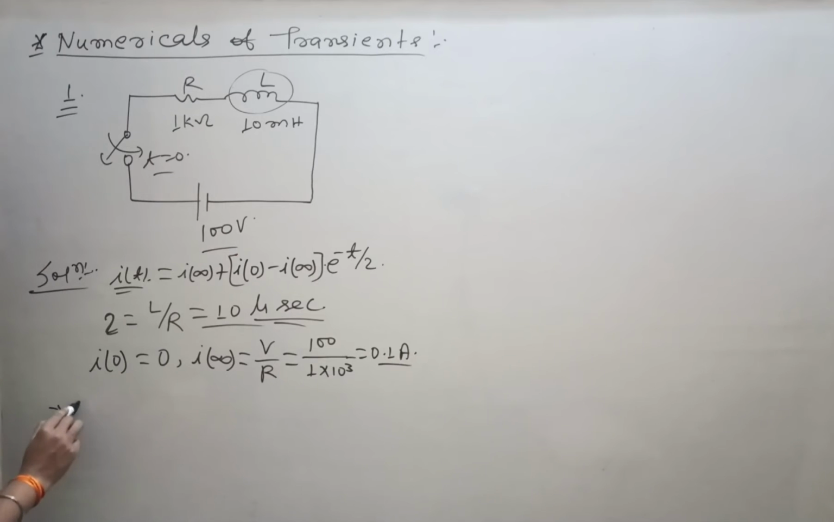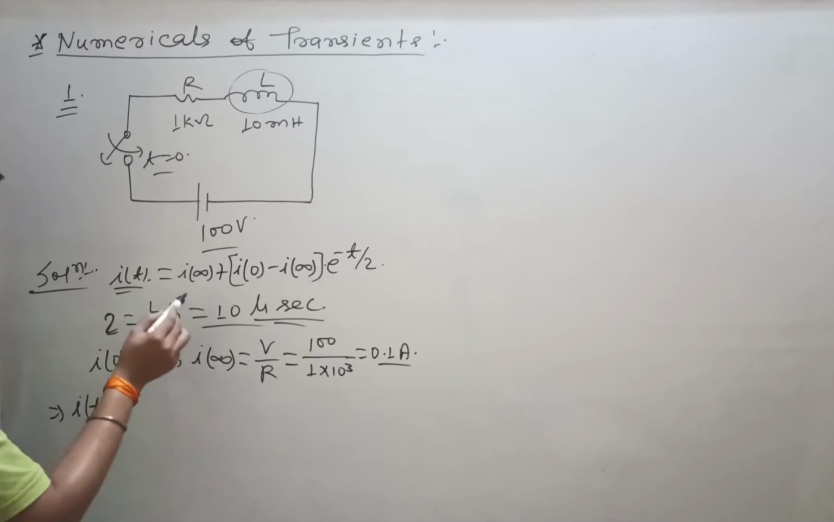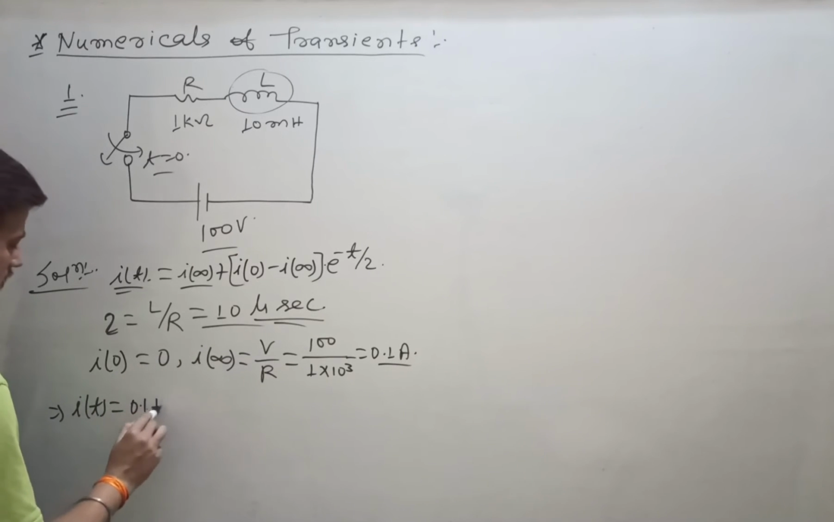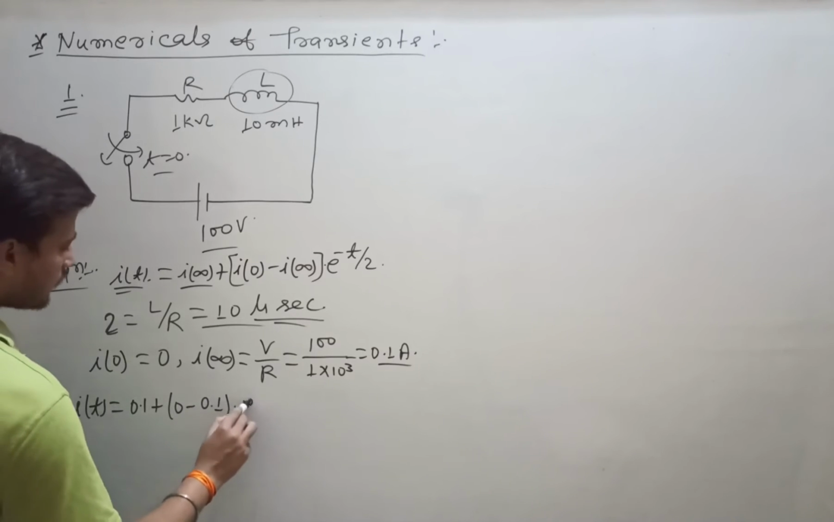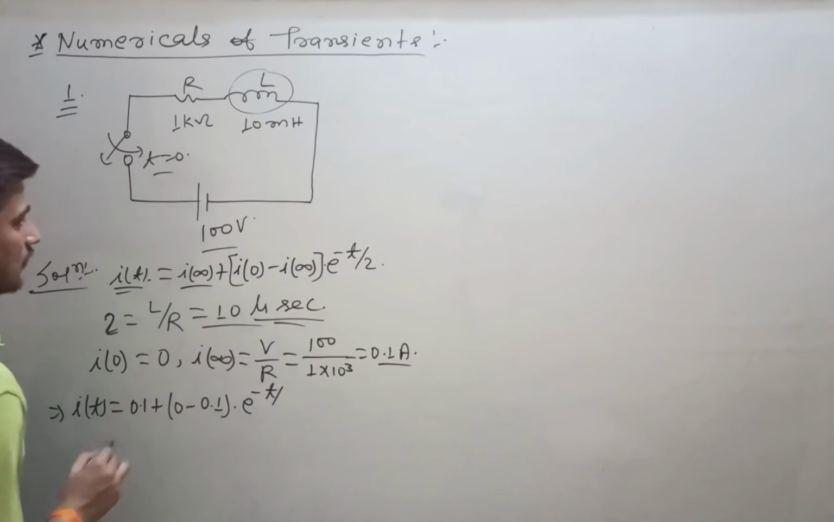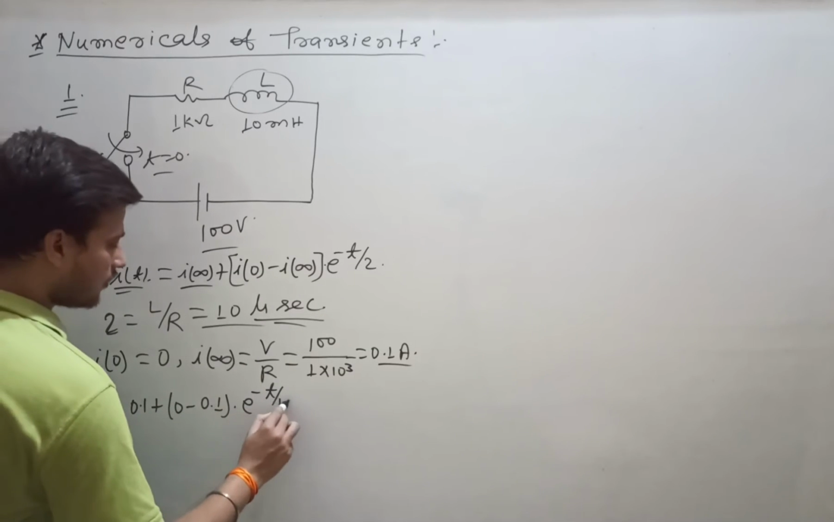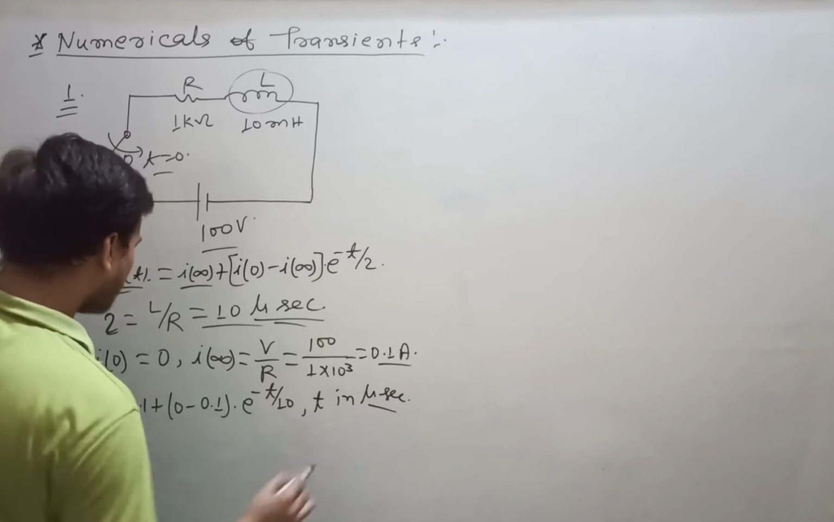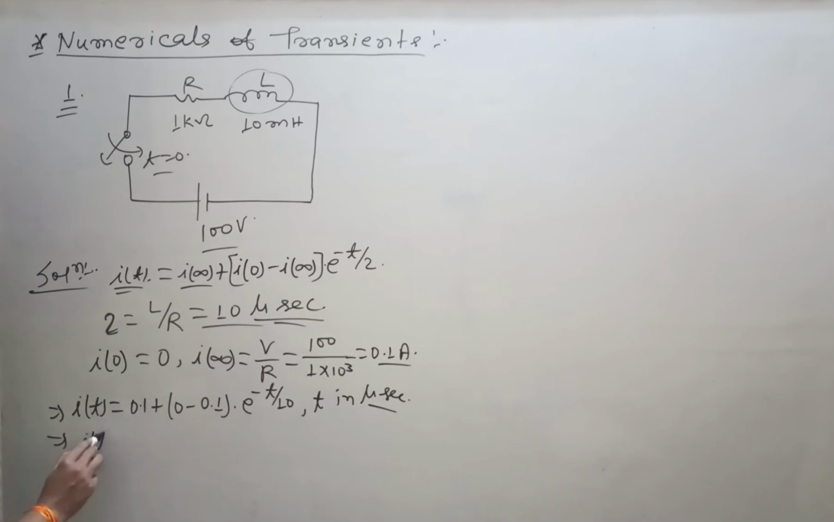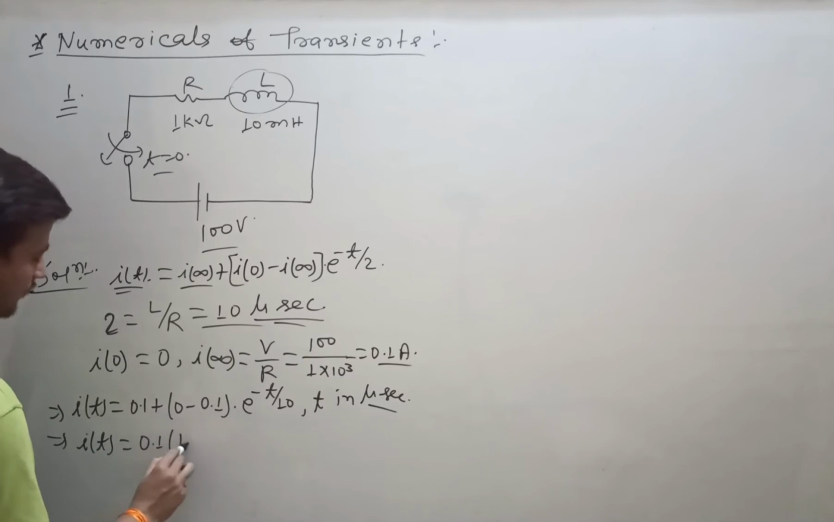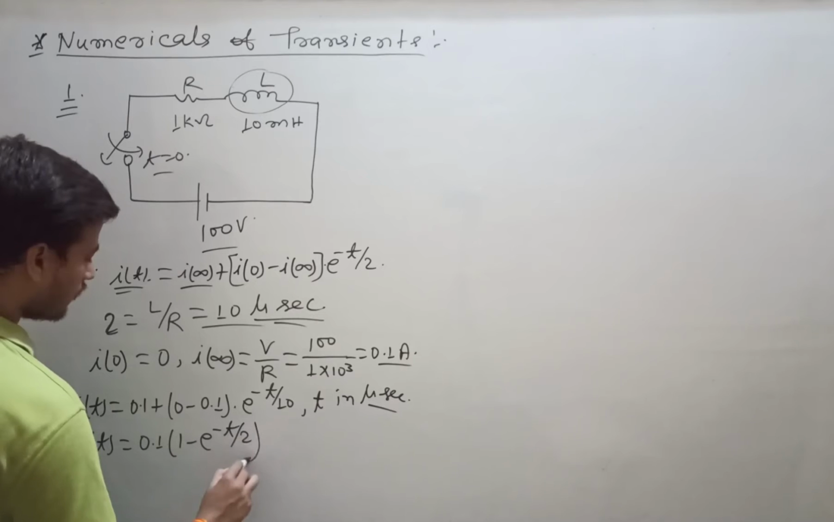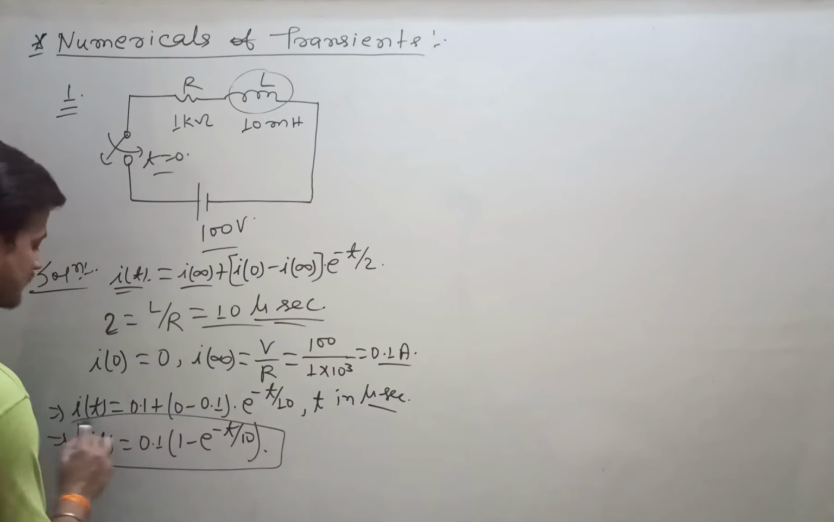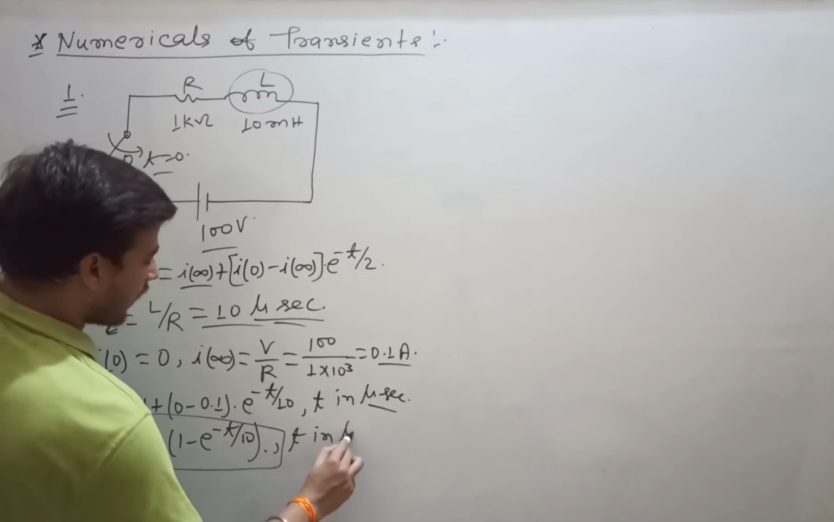If you write the expression for current i(t), it will be equal to 0.1 plus 0 minus 0.1 into e to the power minus t by tau. What is the value of time constant? 10, but here we have to write t in microsecond. So i(t) will be equal to 0.1 into 1 minus e to the power minus t by 10. This is the expression for current i(t), t in microsecond.